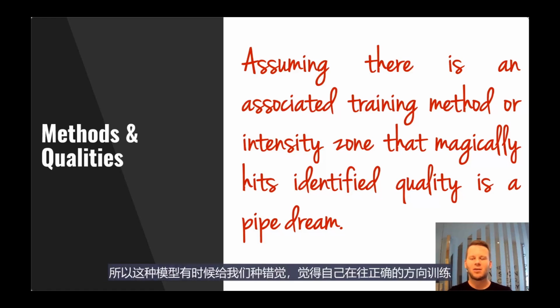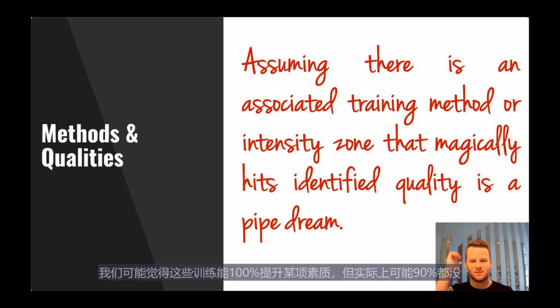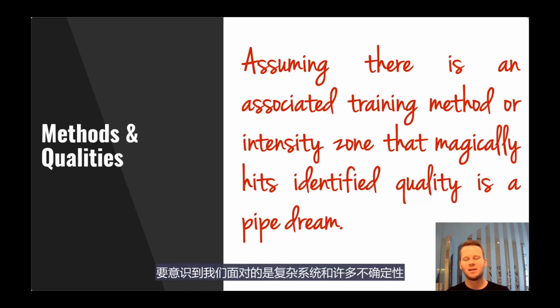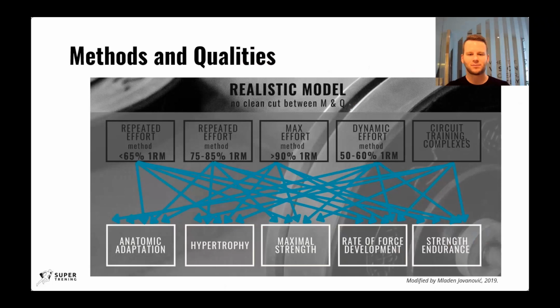And the categories create certain paradoxes because they sometimes make us falsely confident that we are involved in a process that leads to a specific goal. So we feel that, yeah, with this method we will improve this quality 100%, but we have to be aware that this is not the case. This is not 100%, or I would say not even 90%. So we have to realize that we are dealing with complex systems and a lot of uncertainties.